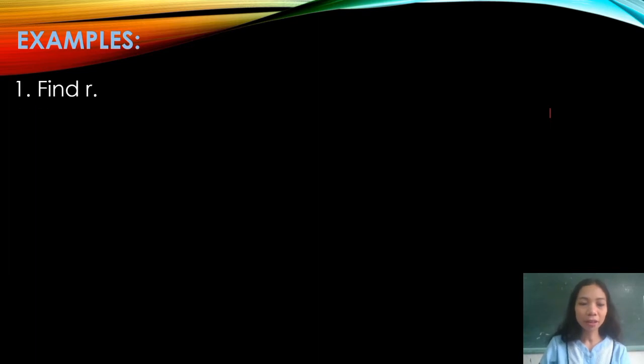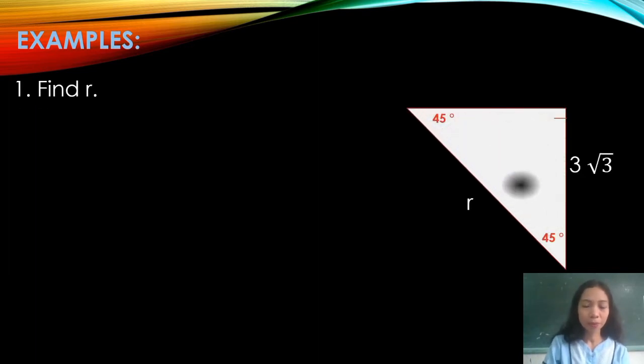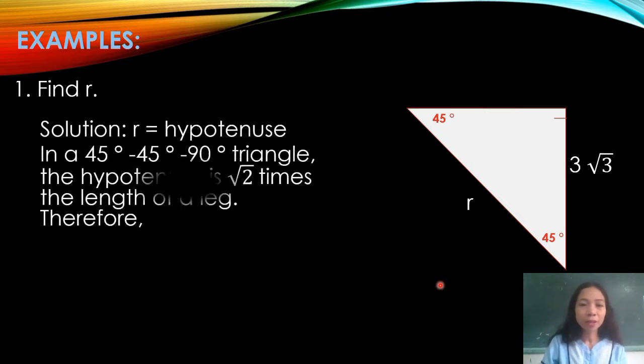Examples. Find R. So this is our given isosceles right triangle. R is the hypotenuse, so we're going to find the measure of the hypotenuse. So how are we going to find R? Here is our solution. We will use the concept of the 45, 45, 90 degrees triangle, wherein the hypotenuse is the square root of 2 times the length of a leg.